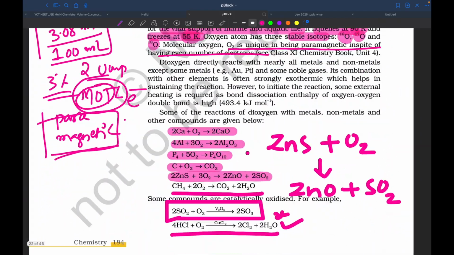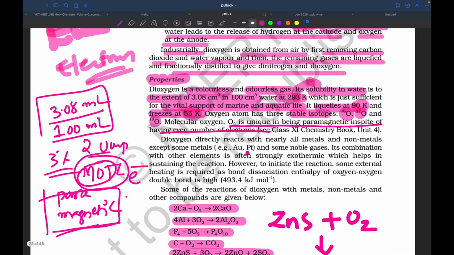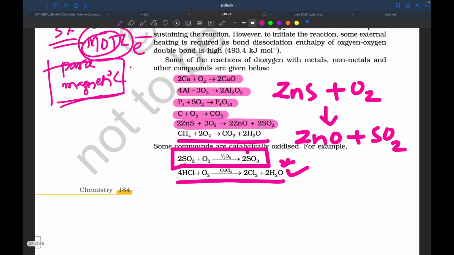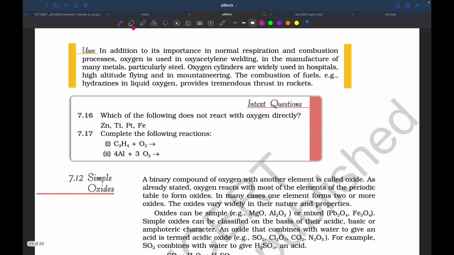This is about oxygen. So this is preparation, properties, and we'll find the uses. What are the uses of oxygen?